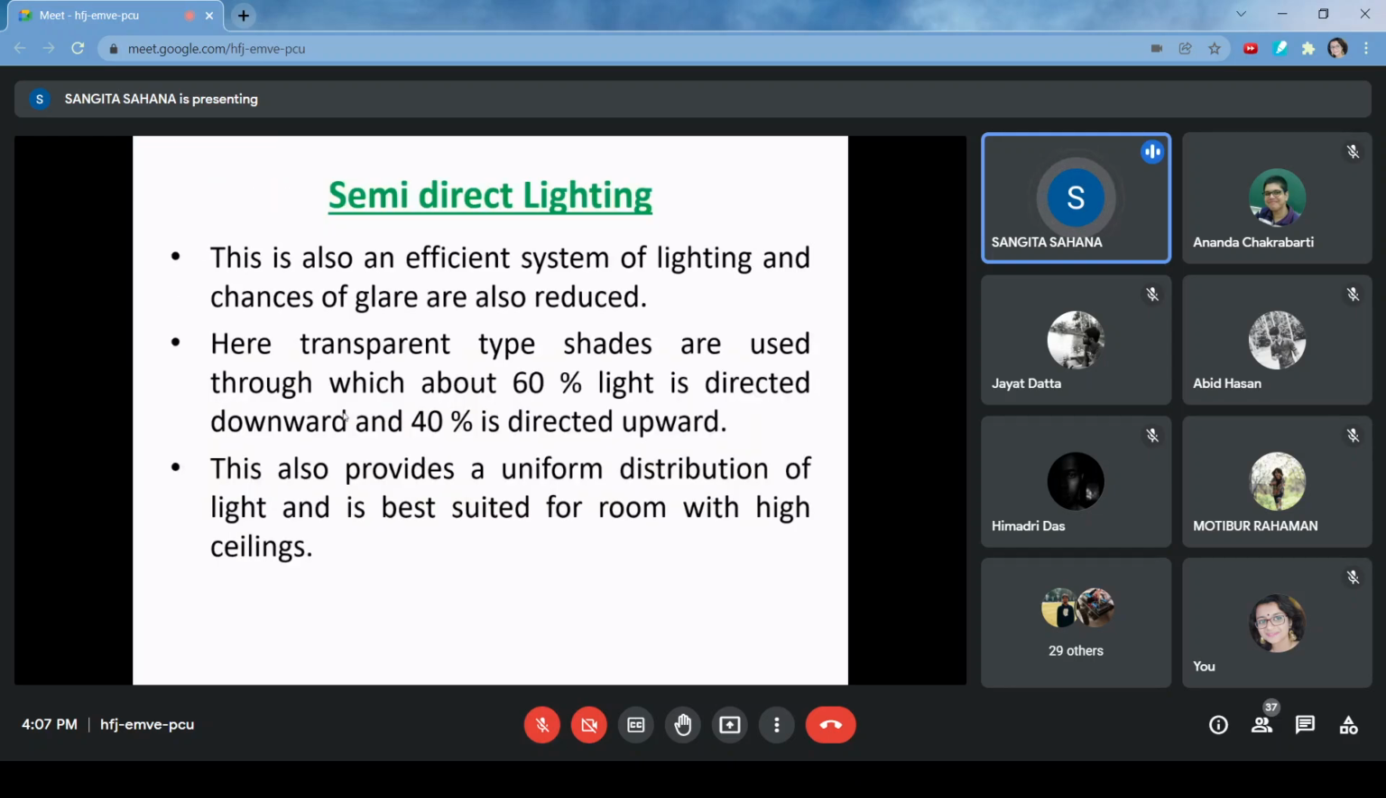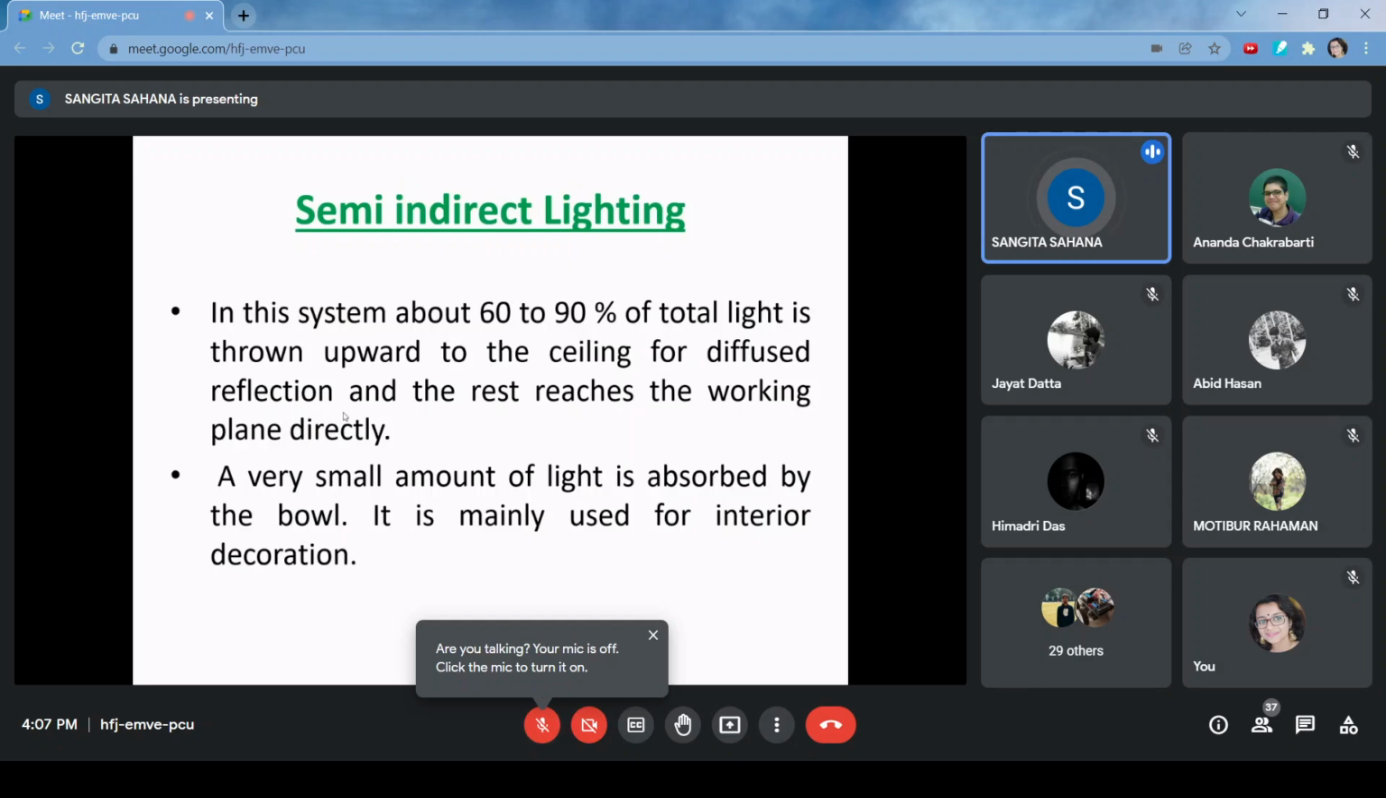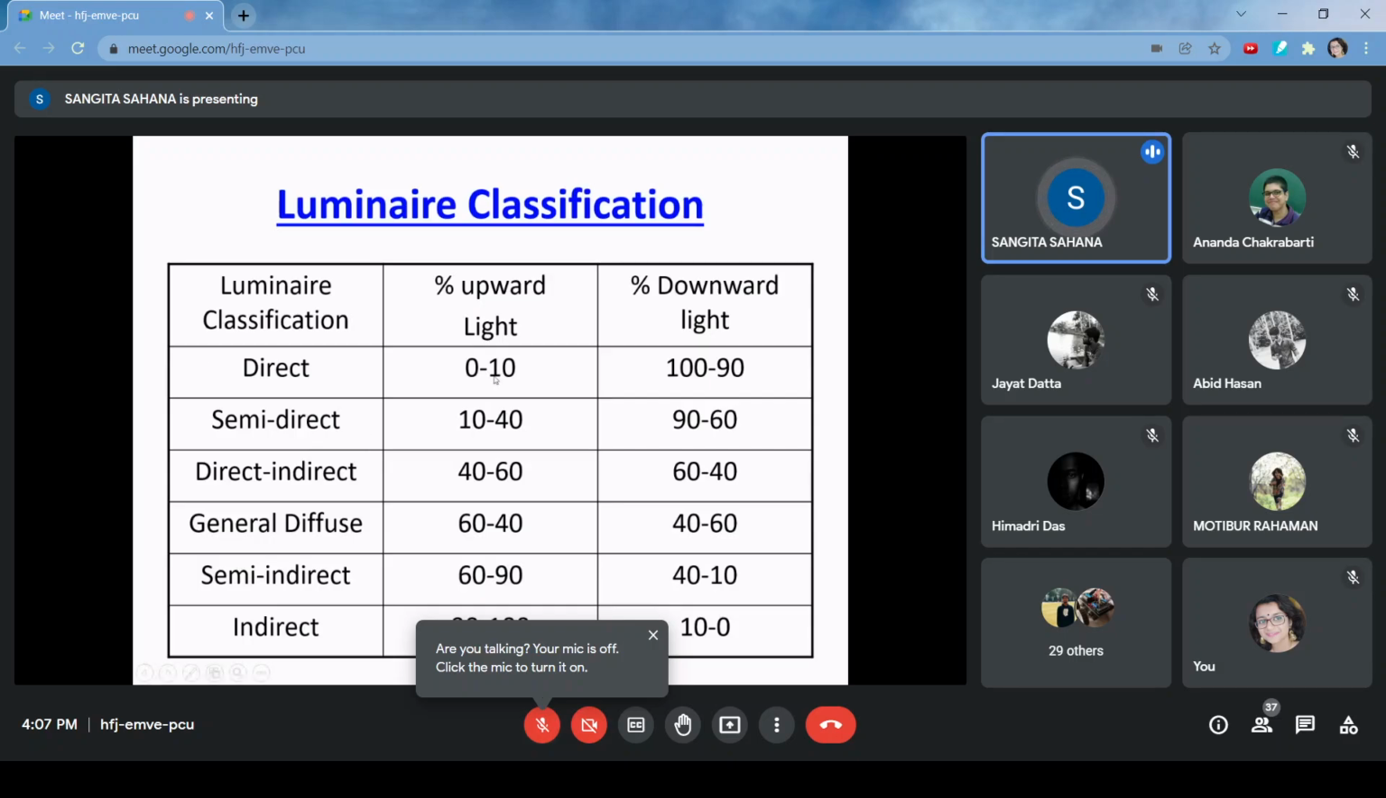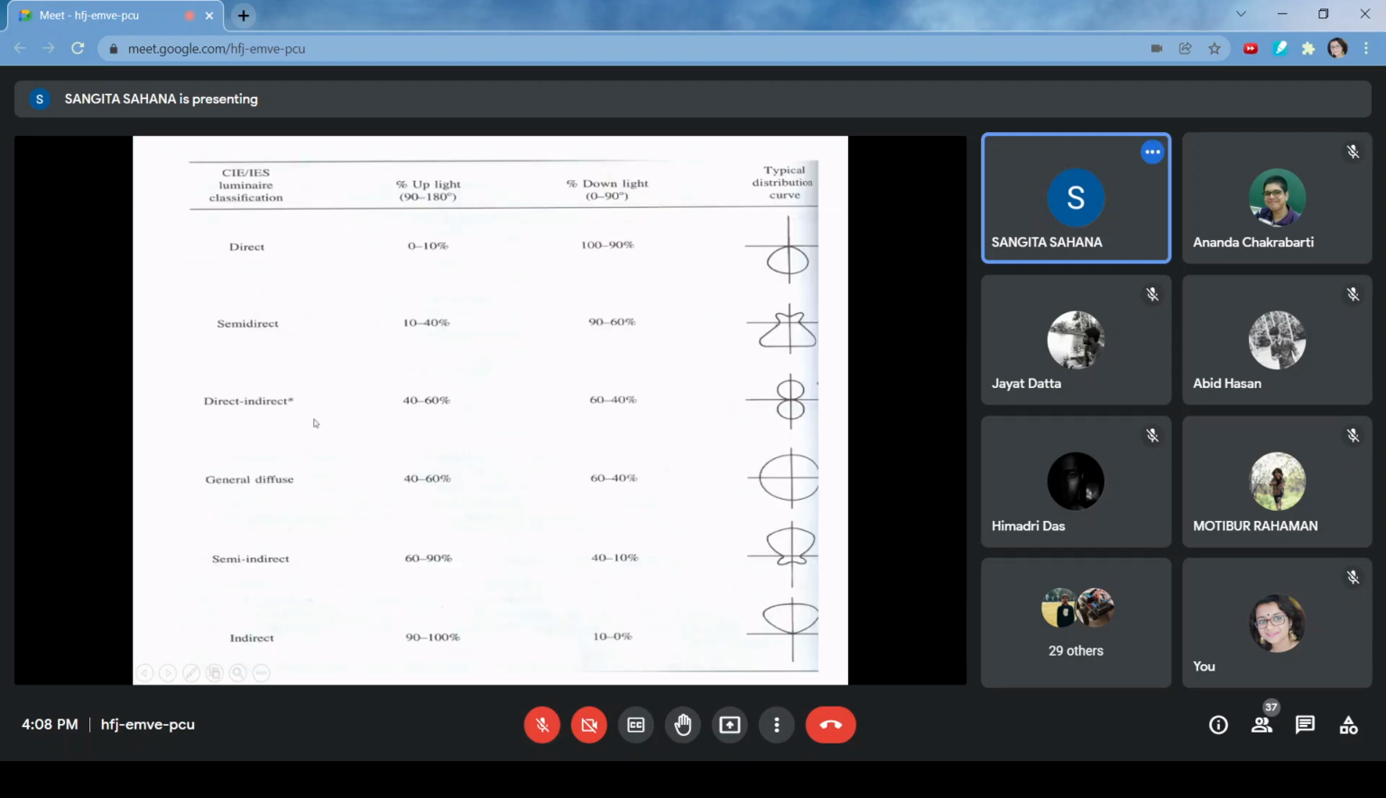Next is semi-direct. These are just in between direct and indirect: semi-direct, semi-indirect, and general. Semi-direct is 60 to 90 downward, 10 to 40 upward. Direct indirect is 40 to 60. General diffuse is 60 to 40. Semi-indirect is 60 to 90. So in between direct and indirect, all others depend upon our requirement. This one is direct, you can see.